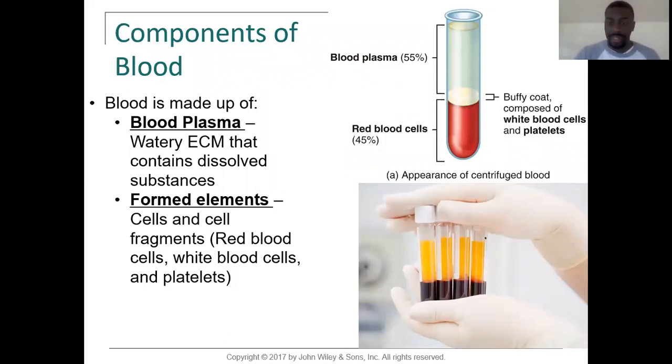Okay. So whenever you spin your blood, it actually ends up separating the entirety of your blood in your blood vial, and then you'll end up seeing the white blood cells, the blood plasma, as well as the red blood cells here. Okay.